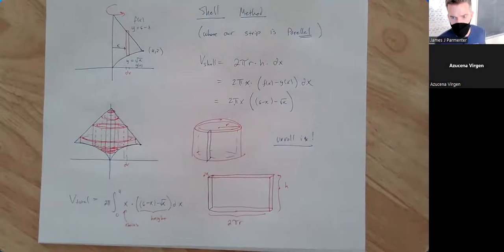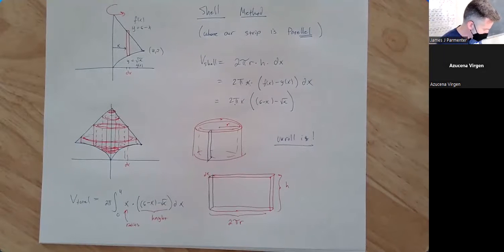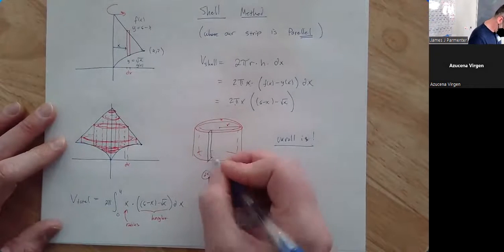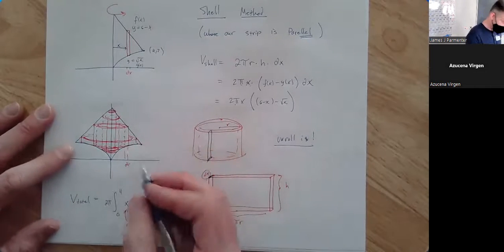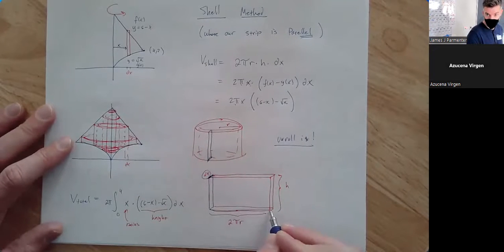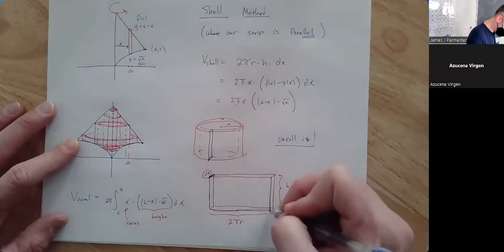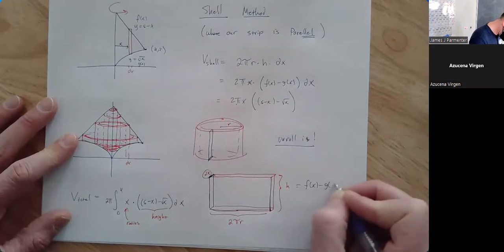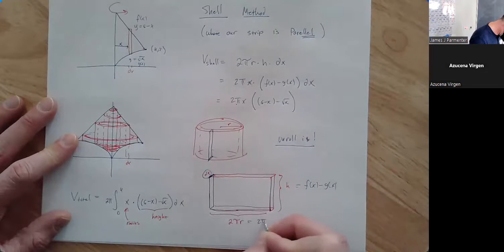Question: what happens to the dx in the volume of the shell formula? So the dx is there, right? So it's right here. There's dx, that's your thickness of this shell. And then you've got thickness times circumference, or length of the rectangle, times height, which is the difference in the functions.